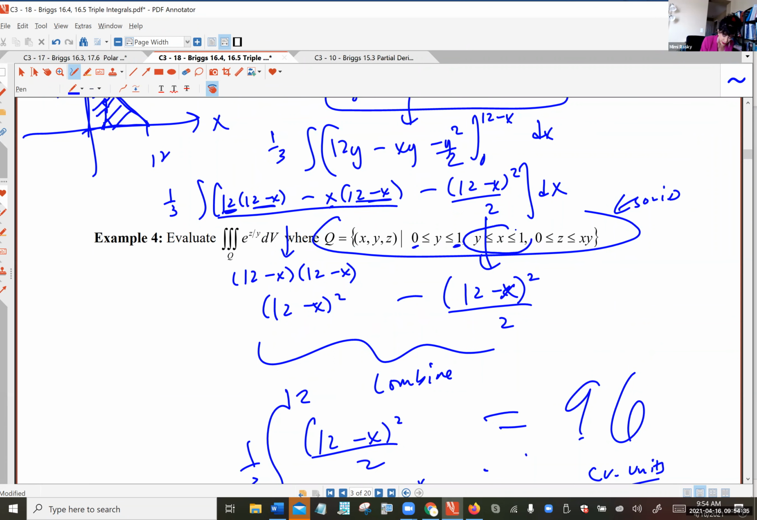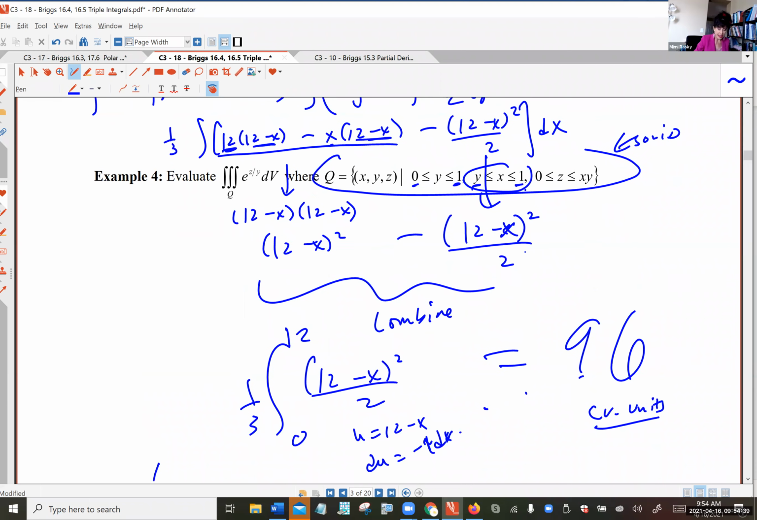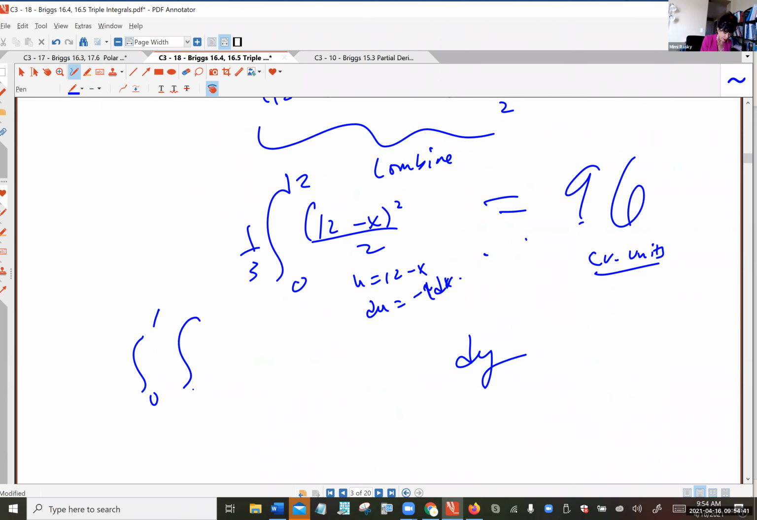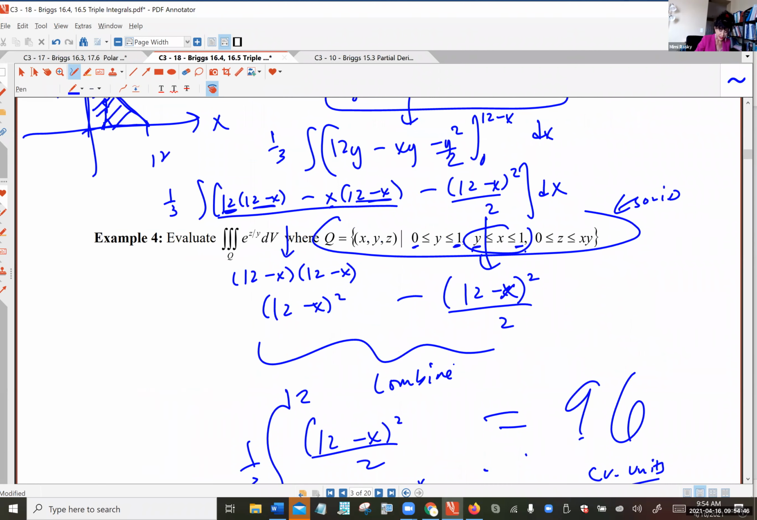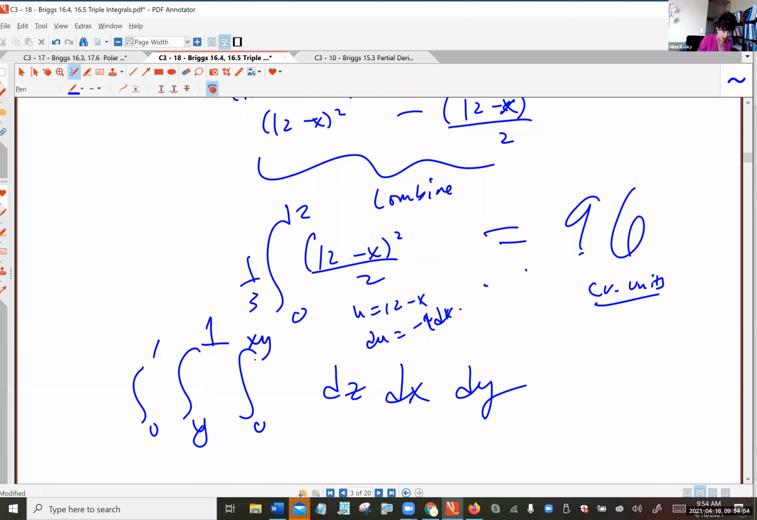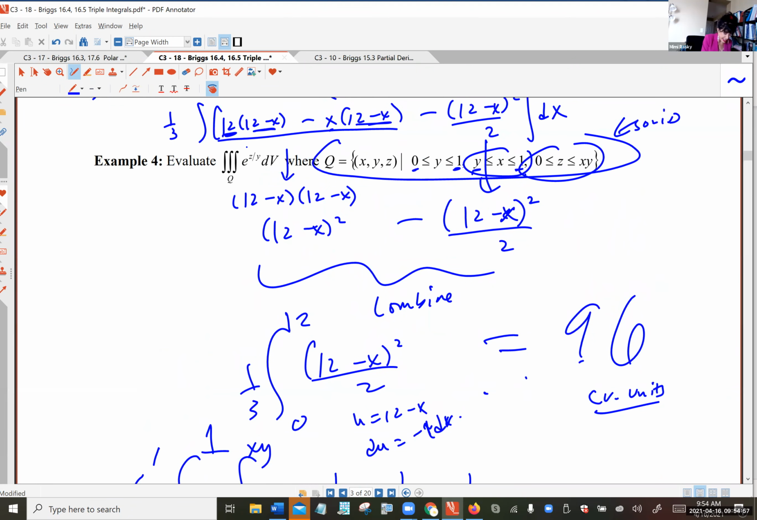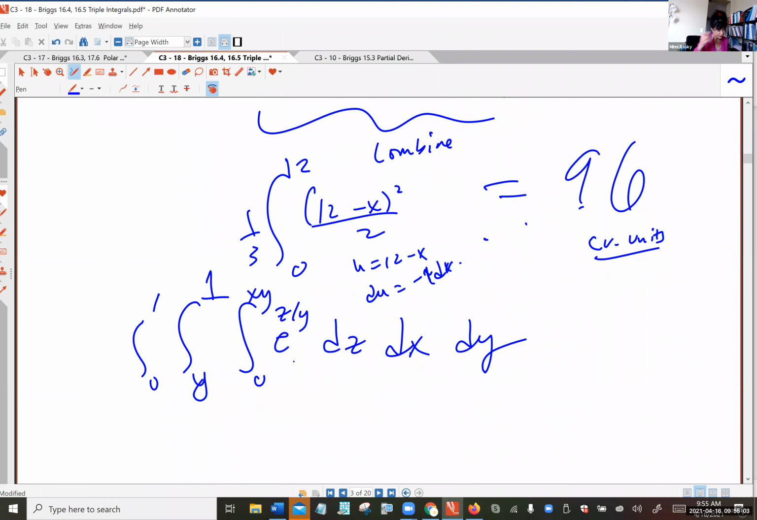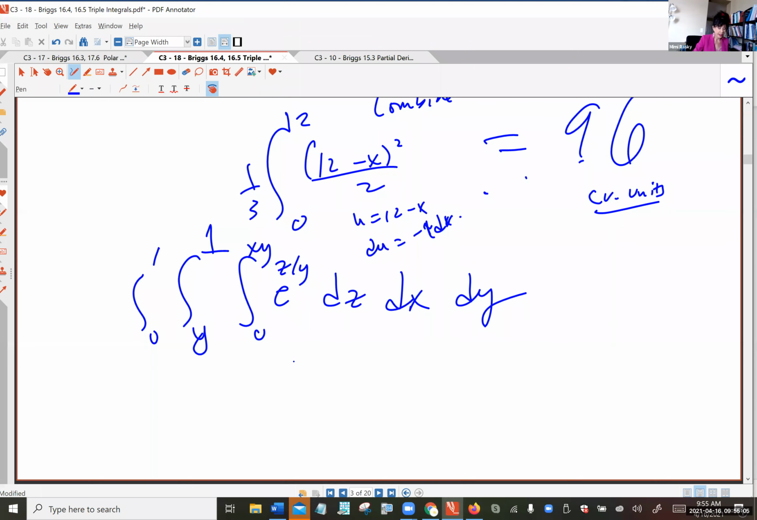The next thing you'll notice is if you have a single variable for a limit, that most likely is going to be your middle integration. So that's going to be x going from y to 1. And then the innermost integral is going to be with respect to z, where the limits are 0 to xy. And they gave you the integrand here, e to the z over y. So they gave us the information and we used it to set up the triple integral.